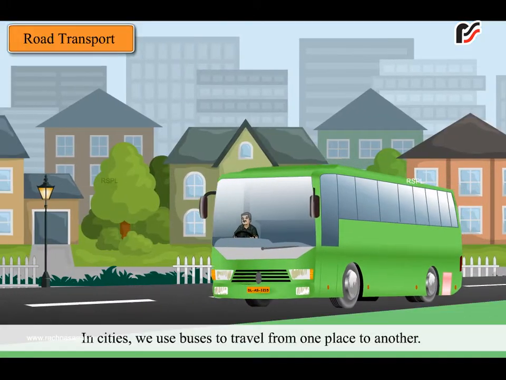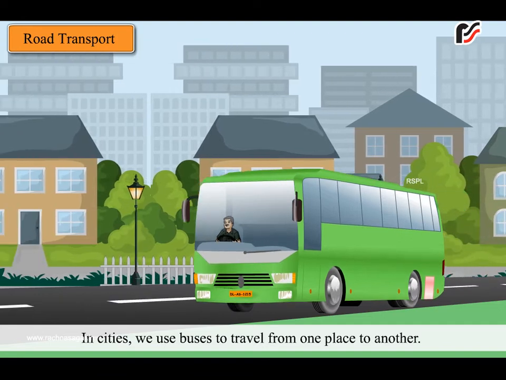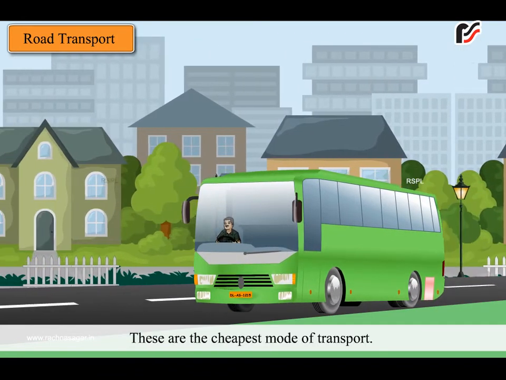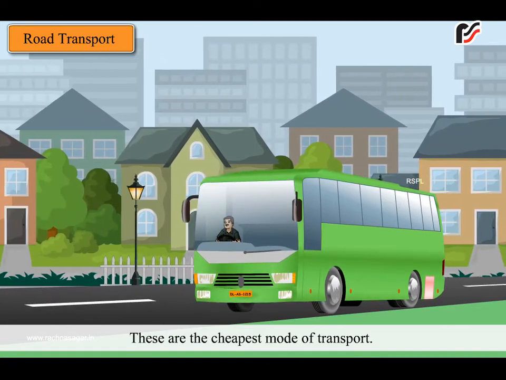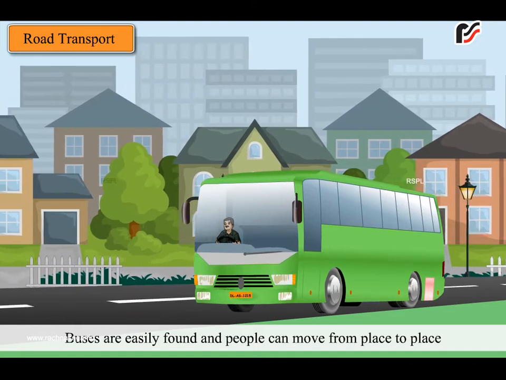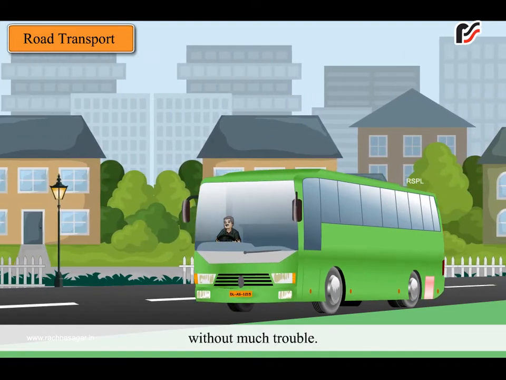In cities, we use buses to travel from one place to another. These are the cheapest mode of transport. Buses are easily found and people can move from place to place without much trouble.